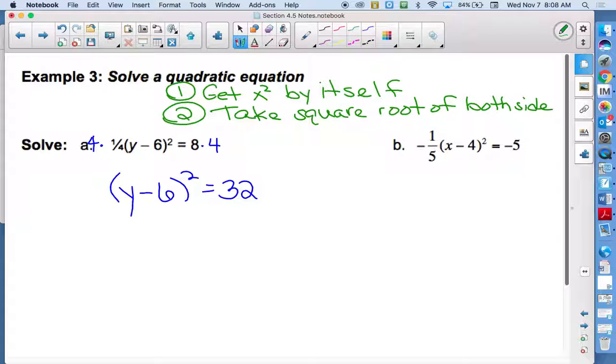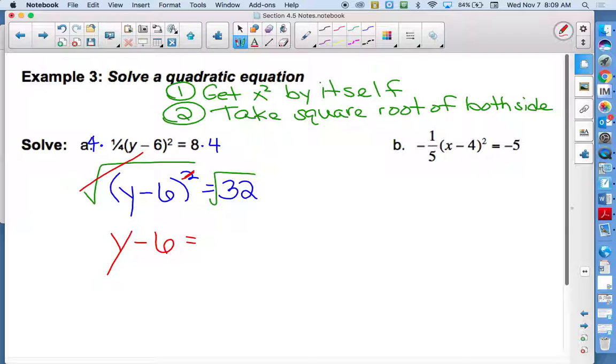Because something that's squared, if you take the square root of it, you're doing the opposite of that operation. So the square root of y minus 6 squared, the 2, that's the exponent, and the square root cancel each other out. It's like multiplication versus division. They cancel each other out. The same thing with a square and a square root. So what we have left is just y minus 6.